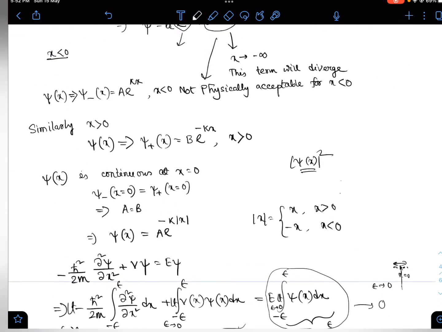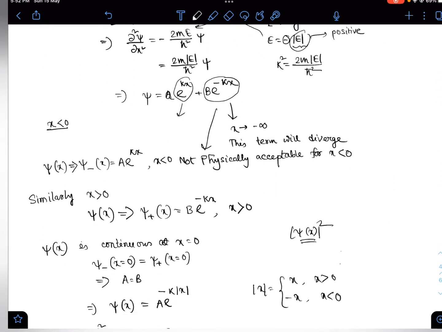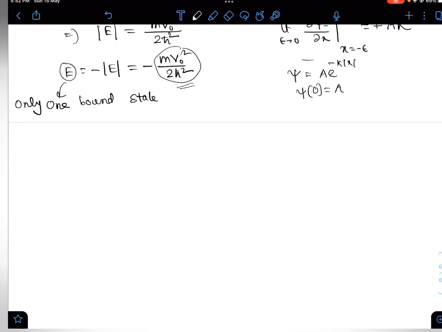So now we have to find the bound state. So we have shown that this particle has only one bound state, and we have also found its energy. Now we have to find the wave function. So the wave function we have already found, so we just have to normalize this. So the wave function is A e to the power minus kx.